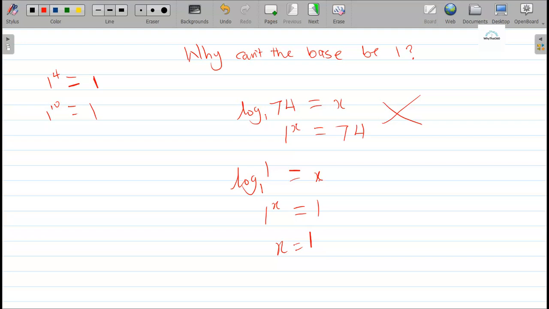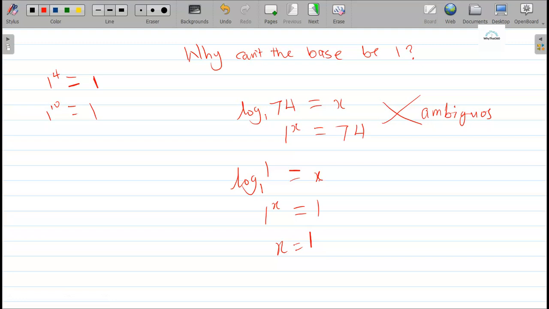So this one here is ambiguous. Ambiguity means it doesn't make sense, or it has more than one meaning. So we just don't want it to happen. You see, the argument must always be greater than 0.